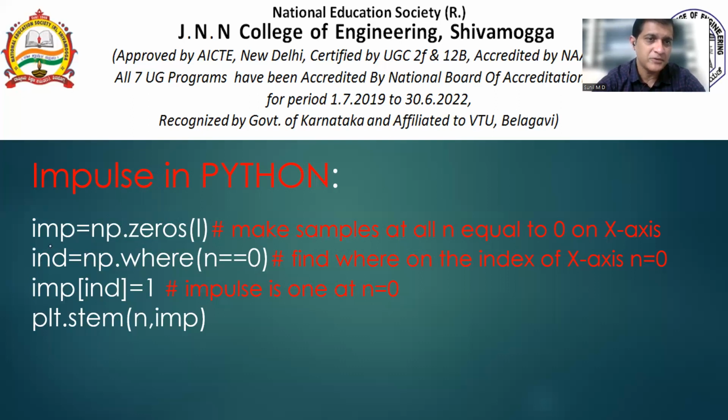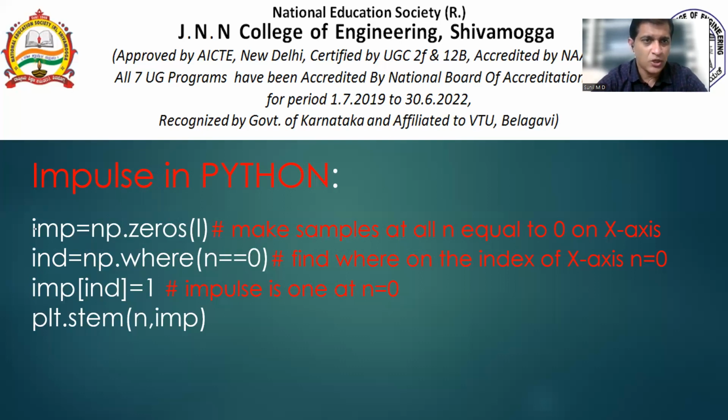So this is ind. You have to read it as index. This imp is for impulse and this ind is for index. So how to select the index where we want the impulse to be 1? That is selected by using the where function. There is a function called where in the NumPy library, which lets us select the numbers or the samples where we want the impulse to be 1. So which sample, which n needs to be selected? Select an index where n is 0. This is the meaning of this.